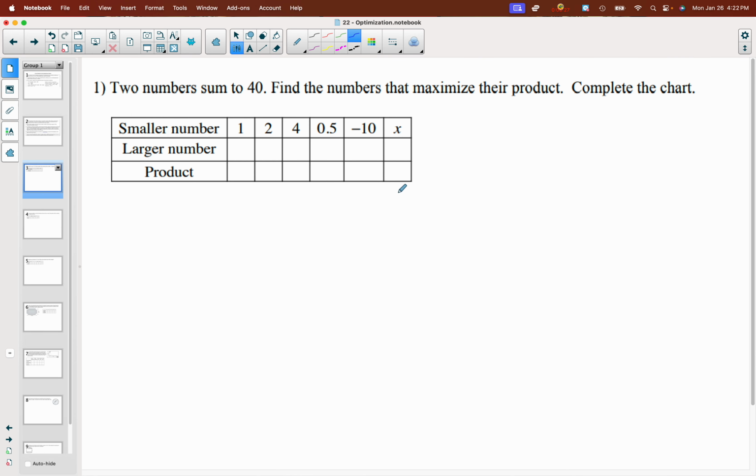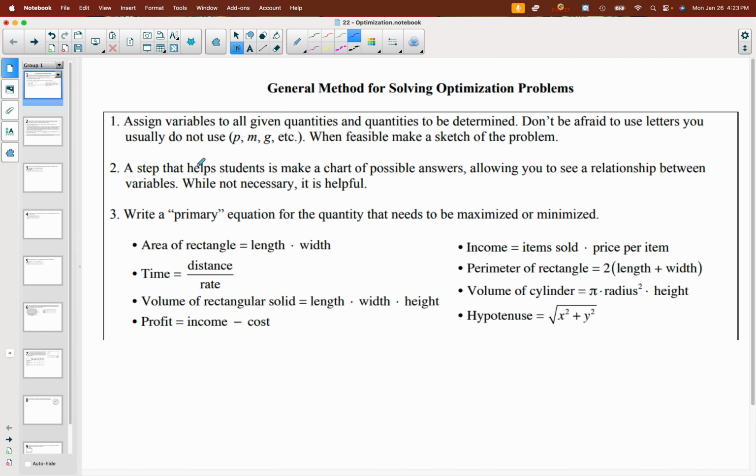So the first one I want to do is this problem. There's not really a word problem context. We've got two numbers that sum or add to 40. Find the numbers that maximize their product. Complete the chart. Now, I'm not going to tell you you always have to complete a chart, but that was one of the things in the information, that sometimes it's helpful to make a chart.